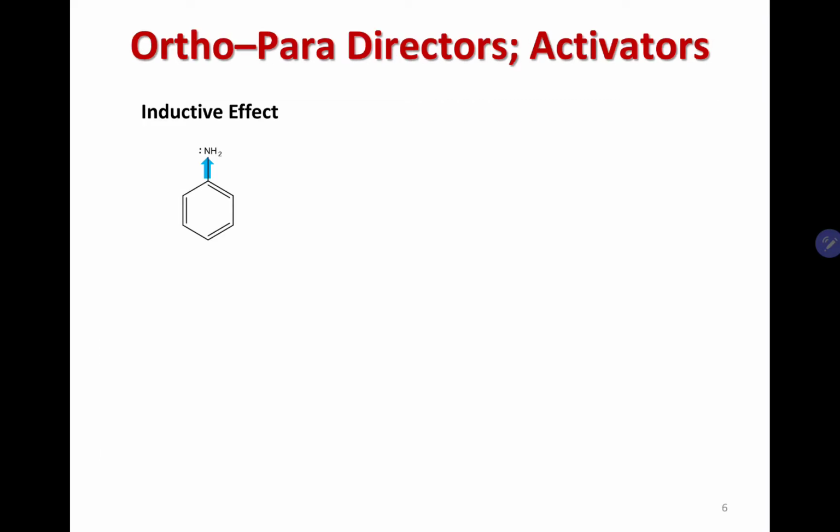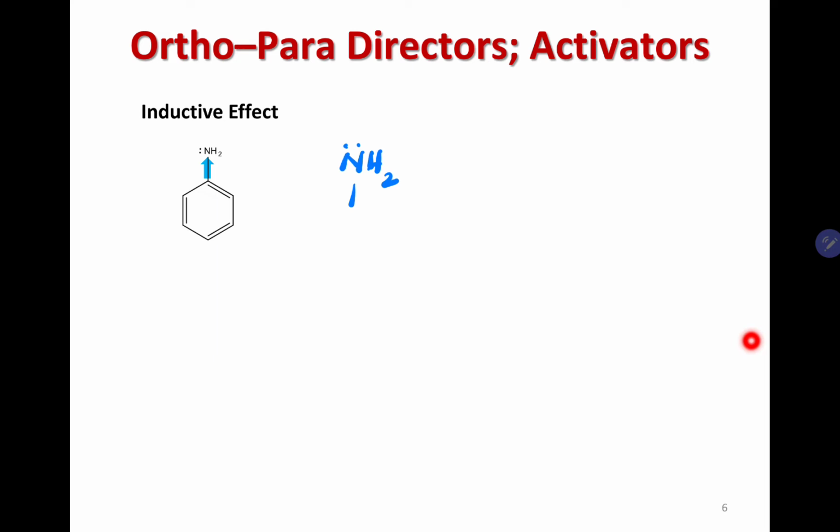So in this slide, we are going to take an example and try to understand this substituent effect in more detail. In here I have an aniline. You have an NH2 group directly attached to benzene. If you remember the previous table, NH2 is a strongly activating group.